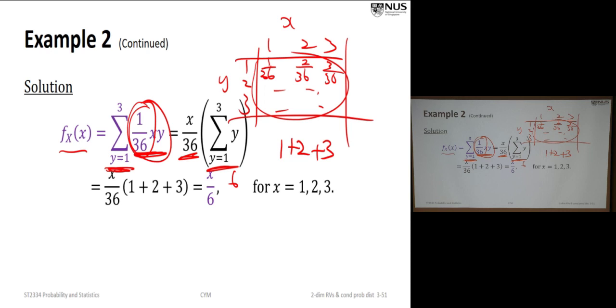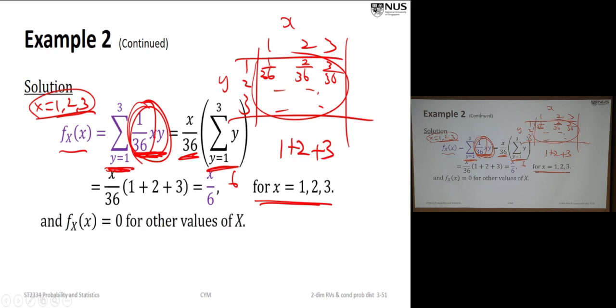Is it valid for x equal to 4? Why not? Because, in fact, I should write from the beginning saying that x equal to 1, 2, 3. Then this one, this is the joint PDF. Outside this range, the joint PDF is 0. So that's why it's only valid for x equal to 1, 2, 3. All right? Okay? Now, so f of x equal to 0 for other values of x.